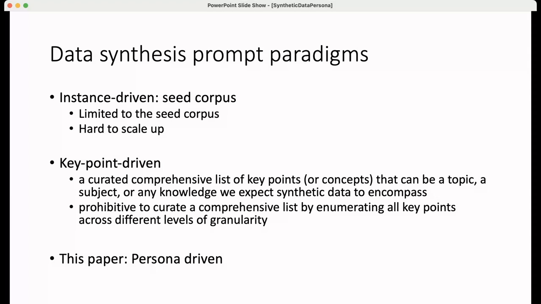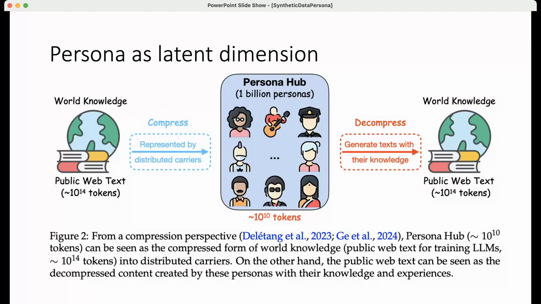And this paper proposed a different framework for data synthesis, which is persona driven. At a high level, I think of persona as a latent dimension for the LM. You have world knowledge captured by the parameters of the LM, and it's kind of compressed so that the world knowledge is carried by individual personas. I think in the real world, knowledge is also carried by individual people, right? By different occupations, or different people with different domain knowledge.